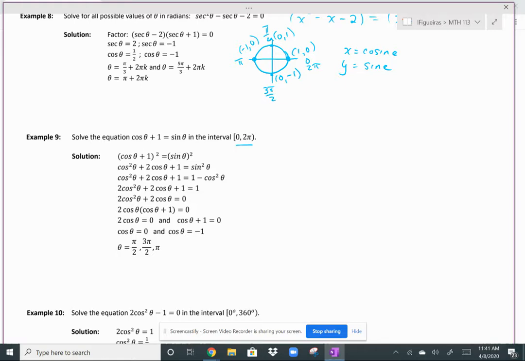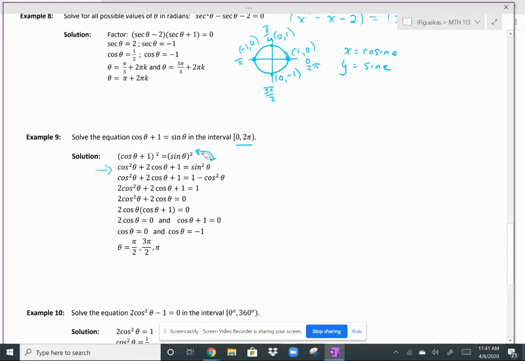Okay, so here we're going to apply a trick, and the trick is to square both sides. It's actually difficult to solve a trigonometric equation when you have more than one trigonometric function in it, like we do here. We have cosine on the left, sine on the right. So I'm going to square both sides. And when you square both sides, on the left, you have to FOIL. And when you FOIL, you get cosine squared of theta plus 2 cosine of theta plus 1. And then on the right side, you get sine of theta squared, which is sine squared of theta. Remember, these two notations mean the same thing.